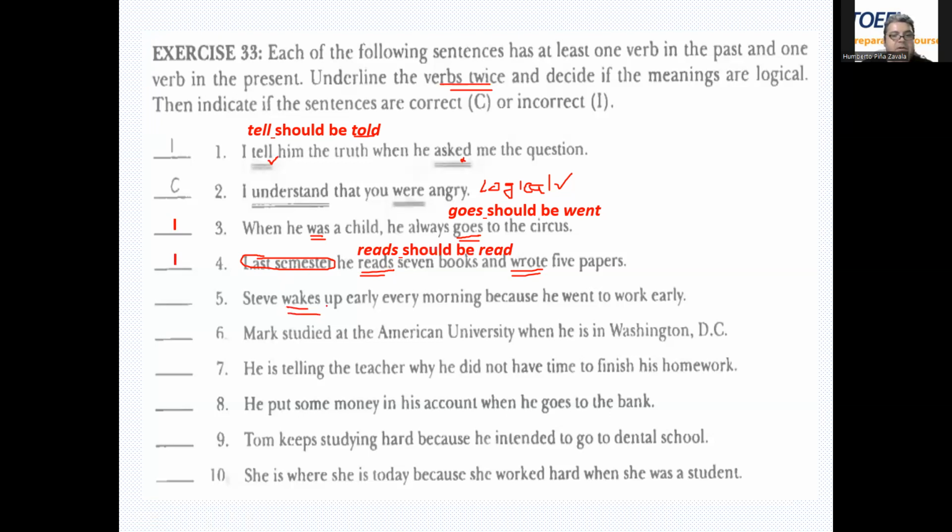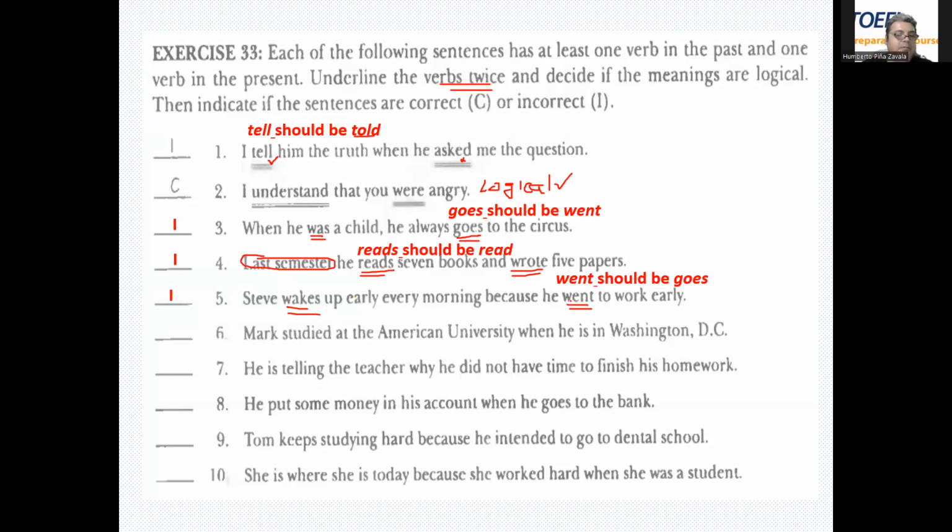Steve wakes up early every morning because he went to work early. So present tense with past tense, it's not a logical sentence. It's incorrect. It should be: Steve wakes up early every morning because he goes to work early, right? It's part of his habit, his habitual activities.